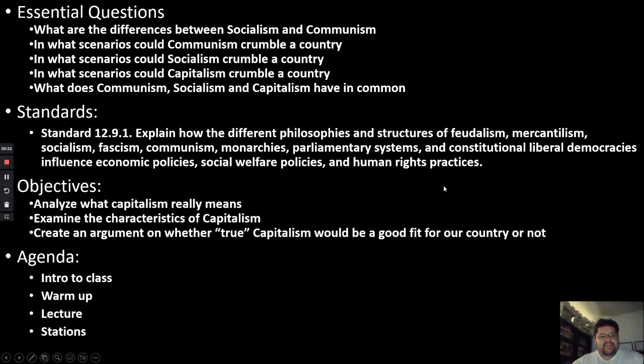As you can see right there, we're going to analyze what capitalism really means. We're going to examine the characteristics of capitalism and create an argument on whether true capitalism would be a fit for our country or not. And to be honest, I believe that last objective should be answered more in part two, but just have it there anyway. So let's go ahead and get started with the warm up.